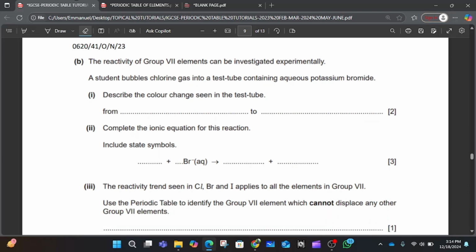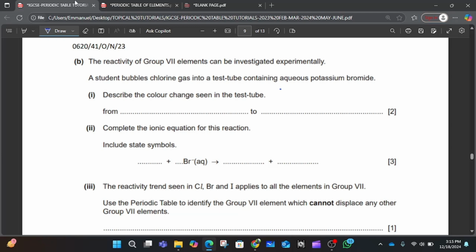B. The reactivity of group 7 elements can be investigated experimentally. A student bubbles chlorine gas into a test tube containing aqueous potassium bromide. I. Describe the color change seen in the test tube.